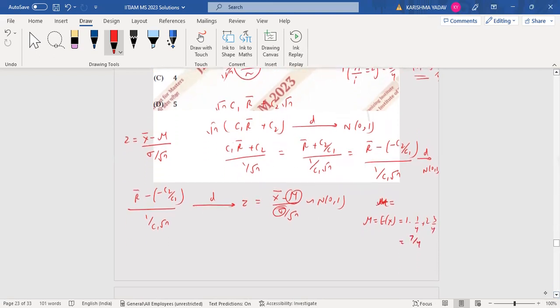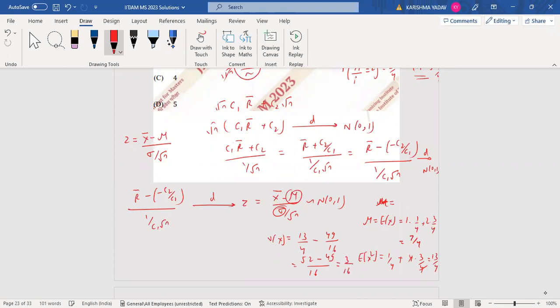Similarly we'll find the variance, and for that we first find the expectation of x square, which is 1 square into 1 by 4, that is 1 by 4, plus 2 square into 3 by 4, that is 3, so 3 plus 1 by 4 is 13 by 4. We apply the formula for the variance of x, which is the expectation of x square minus the square of the expectation of x, and this square would be 49 by 16. Let's simplify: 52 minus 49 over 16, which equals 3 by 16.